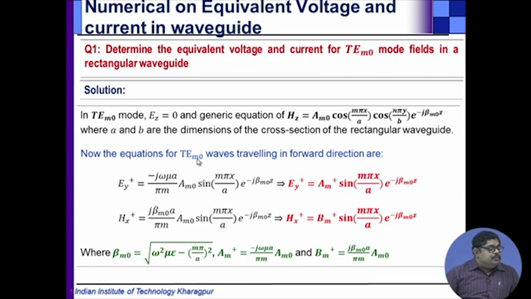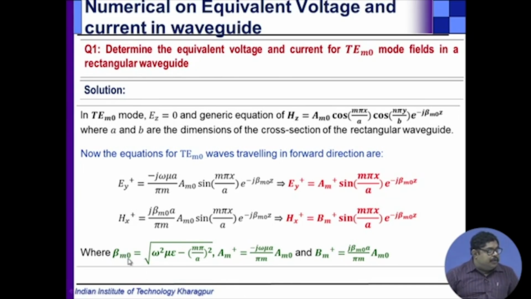So, if you write the TE M0 mode fields, the transverse fields will be Ey and Hx plus, incident fields, obviously there are also the reflected fields. Now, Ey plus can be written in this form. There is an amplitude part, then the eigenfunction part, then the propagation part. Hx plus also like this, where this propagation constant, since we are assuming a lossless line, gamma is j beta.